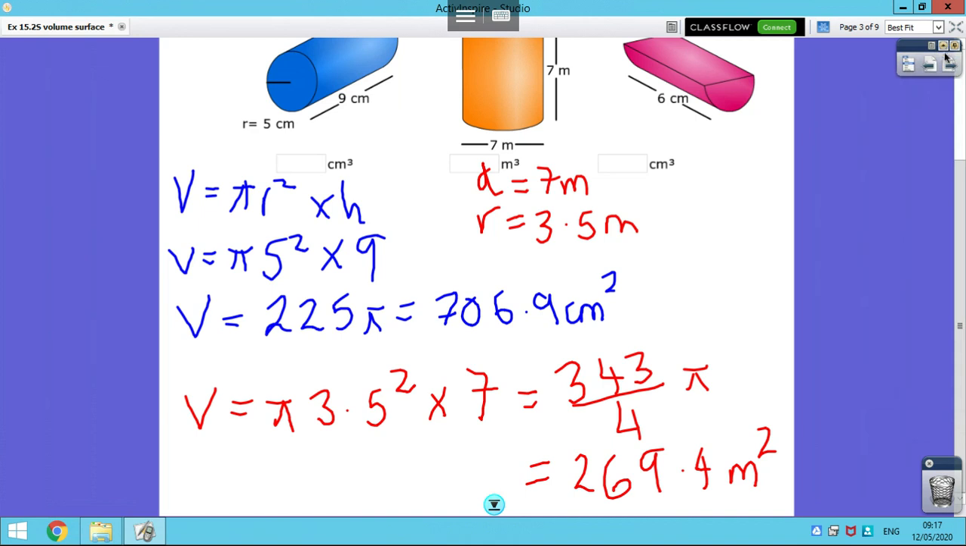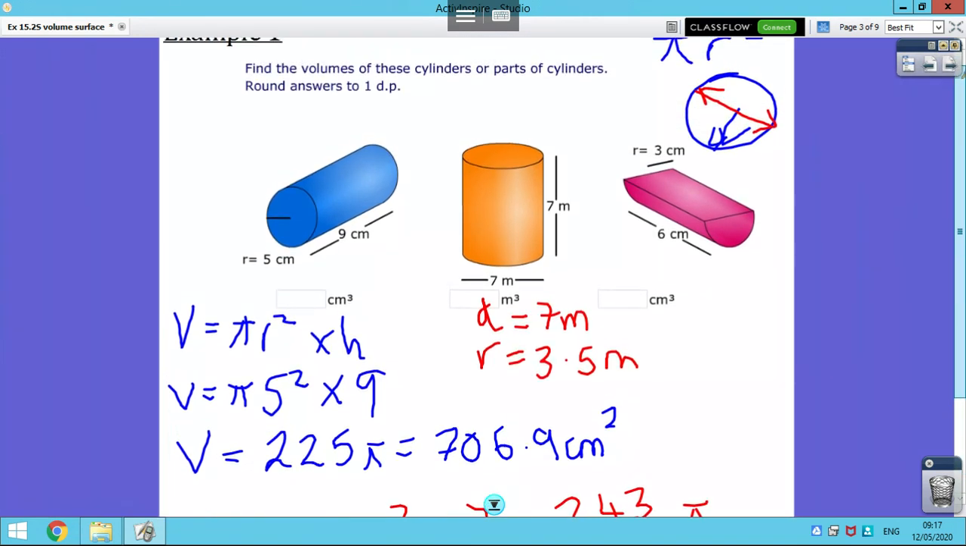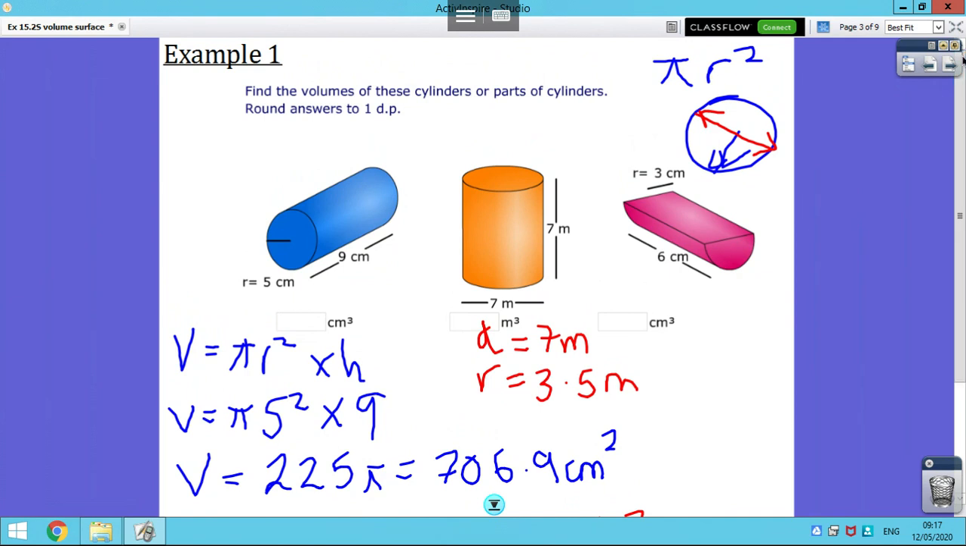Okay. And then if we come up and have a look at this last one, you'll see it's half of a cylinder, isn't it? It's like a cylinder's been chopped in half. And now they do give you the radius for this one, which is good. So you just literally need to substitute it in.